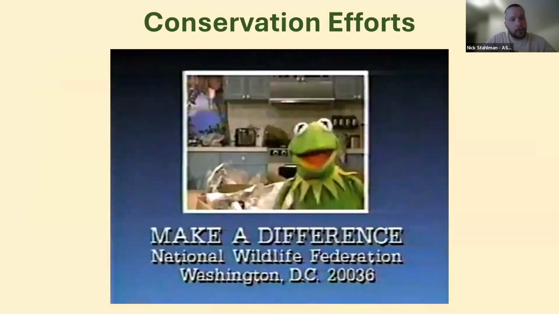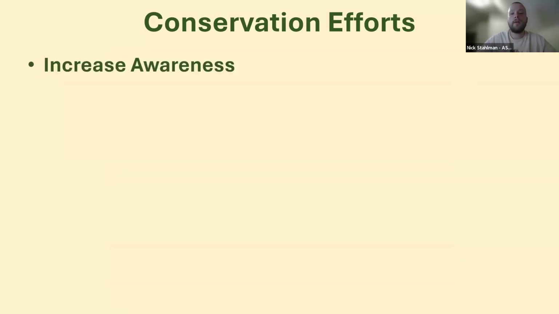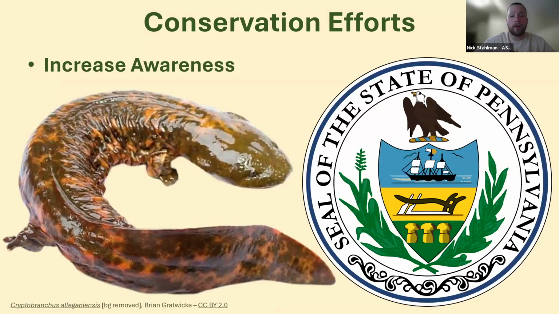It's not all doom and gloom. There's always hope. There are plenty of conservation efforts going on. One of the best and first things that you can do is just increase awareness, which you're already doing by being part of tonight's lecture. In 2019, the Eastern Hellbender became the state symbol of PA.